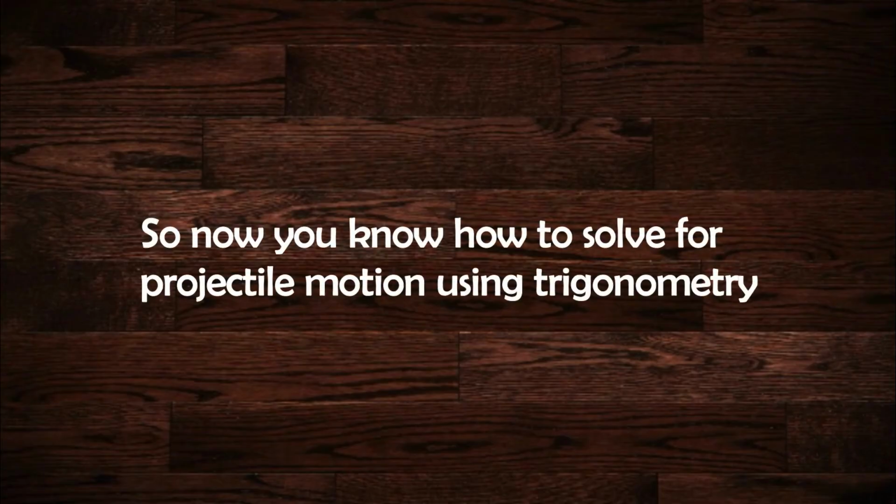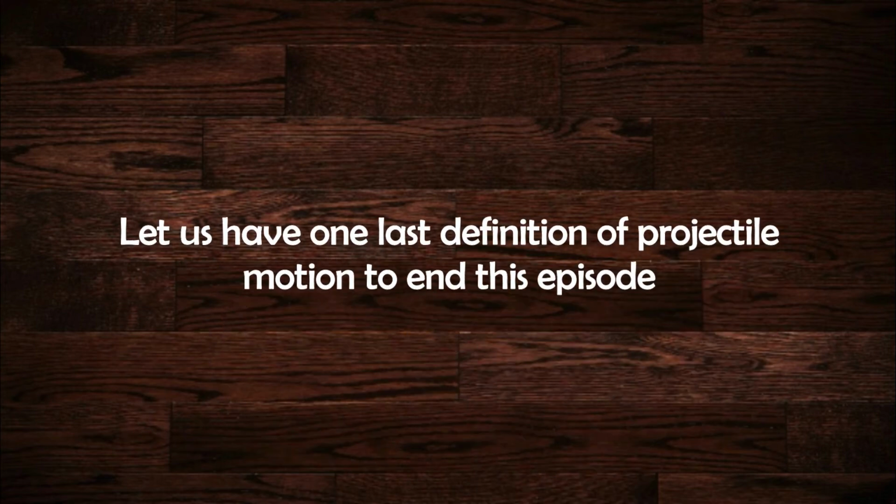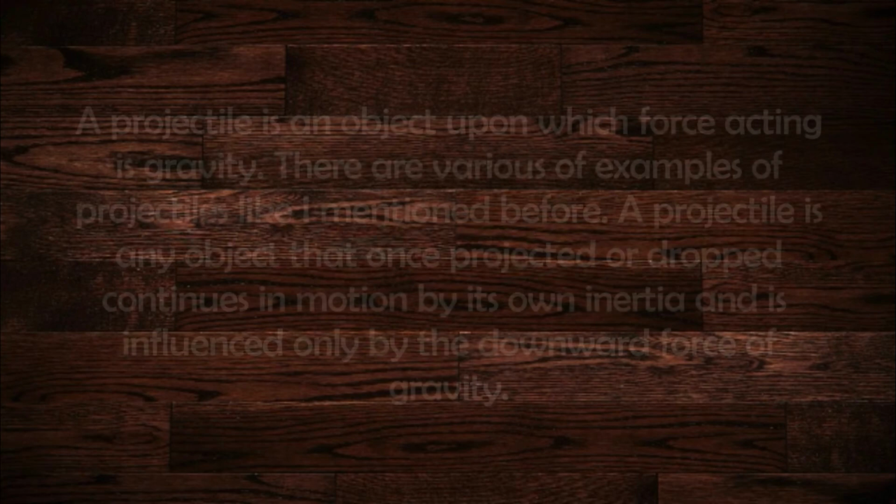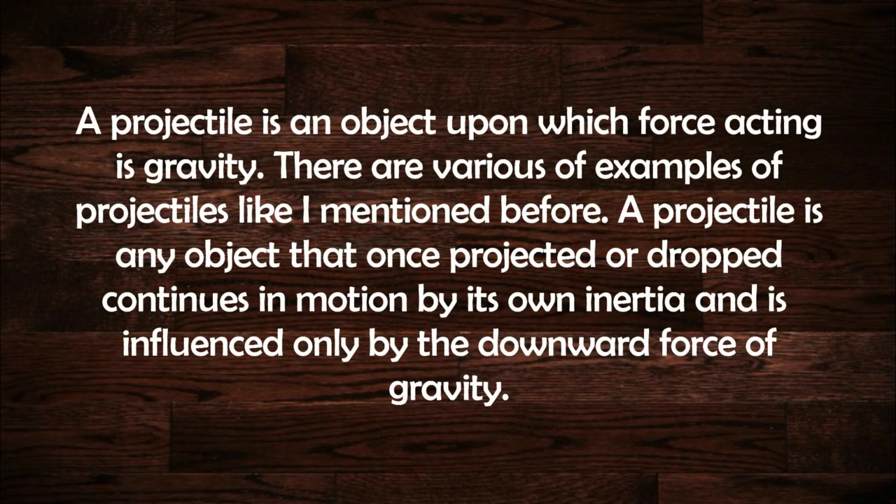So now you know how to solve for projectile motion using trigonometry. Now let us have one last definition of projectile motion to end this episode. A projectile is an object upon which the only force acting is gravity. There are various examples of projectiles like I mentioned before. A projectile is any object that once projected or dropped continues in motion by its own inertia and is influenced only by the downward force of gravity.